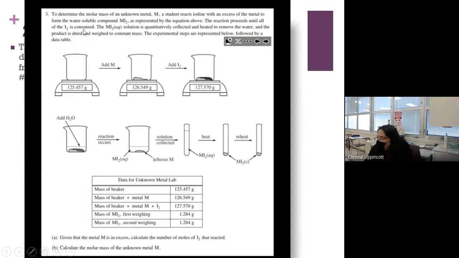Here's another one. We've got the molar mass of an unknown metal M. It's going to react with iodine and excess metal to form water-soluble compound MI2. It's represented in the equation above. The reaction then proceeds. All I2 is consumed, and the MI2 solution is collected, heated, and the water removed. So this is that table. So given that metal M is in excess, calculate the number of moles of I2 that reacted based on this data.